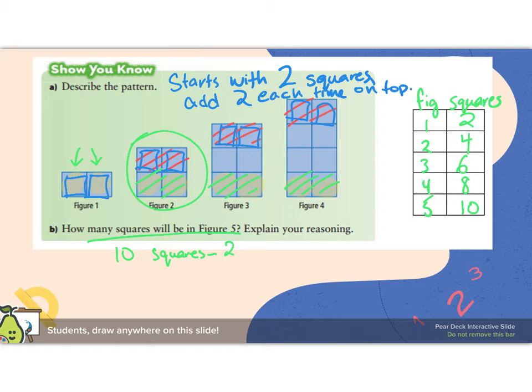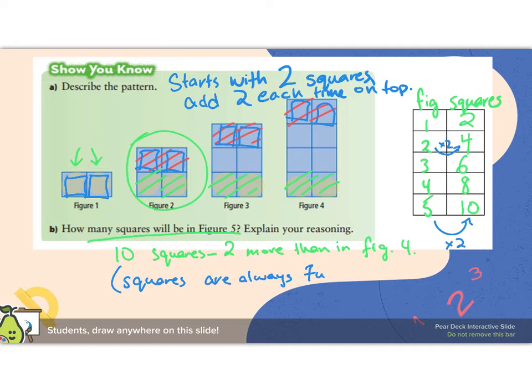So 2 more than in figure 4. Or something else you might notice is each time you actually just multiply it by 2. So if I take any figure number and multiply it by 2, I'll end up at the number of squares. So another way, squares are always twice the figure number.